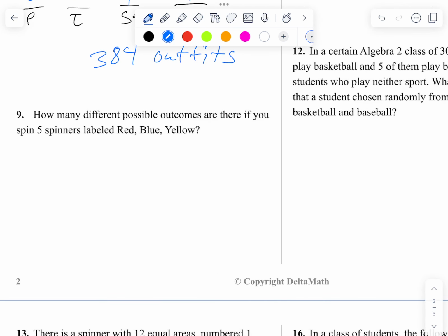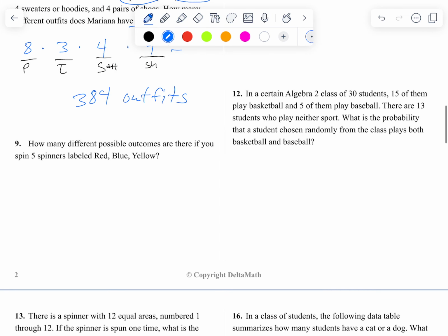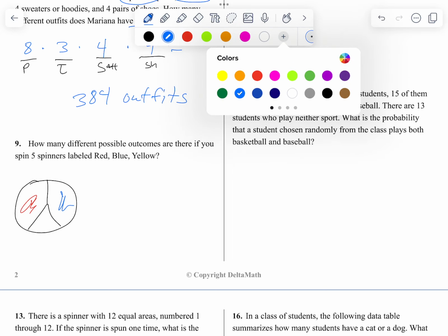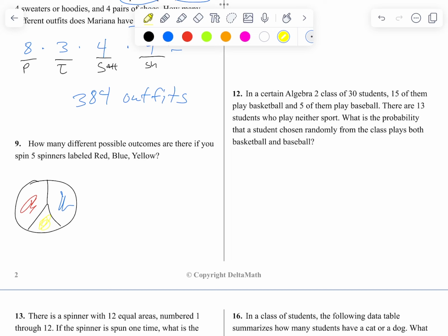How many different possible outcomes are there if you spin 5 spinners labeled red, blue, and yellow? Oh, so if there's only 3 choices, I guess you'd have to think of it like there's a spinner and it has red, blue, and I'll have to add yellow, right? So the spinner itself, where can it land? But there's 5 of them.